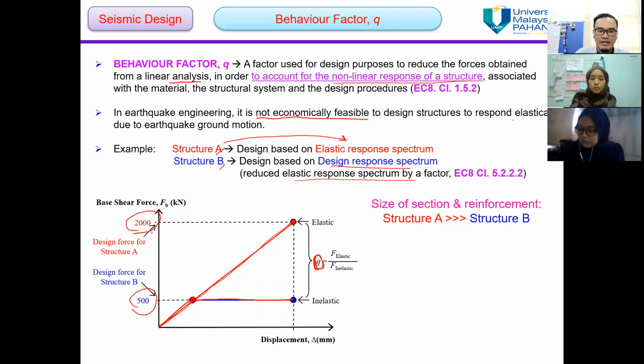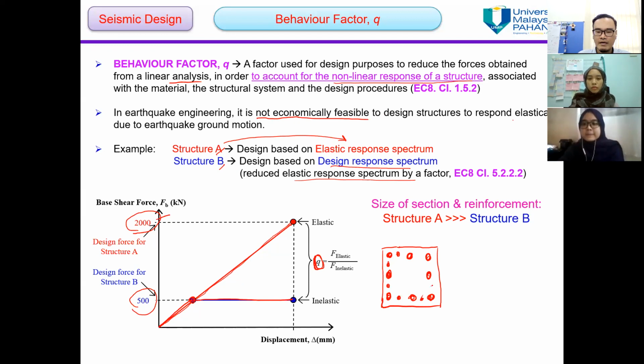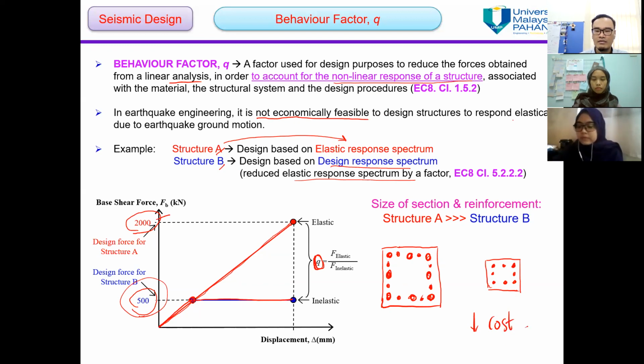Because if we design structure A for very high forces, we will have very large sizes of sections. Let's say a very big column, a very high amount of steel reinforcement, and very big diameter, maybe like this. Compared to structure B, because we design for lower forces, we can reduce the size of the column and we can reduce the amount of steel reinforcement here. So we can reduce the cost.